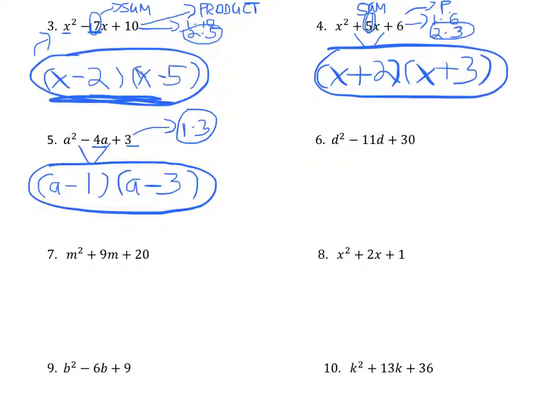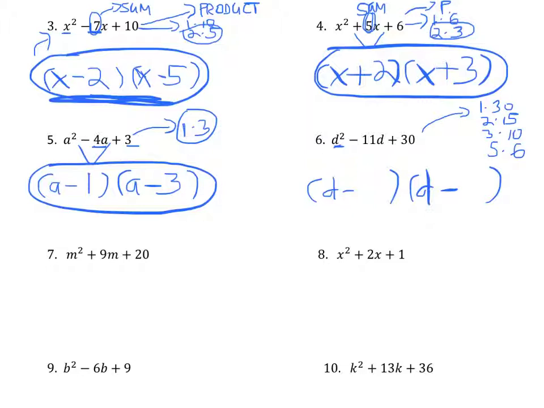Okay, number 6. Now since I have d squared, the first term in each is going to be d. Okay, and then this last one's a positive, so I go same sign as the first. Since this is a minus, I'm going to have d minus and d minus for each. So minus, minus. Now 30, I'm going to have more pairs of factors. I have 1 and 30. 2 goes into it 15 times. 3 goes into it 10 times. See here, 4 doesn't go into it, but 5 goes into it 6 times. So here we have more options.